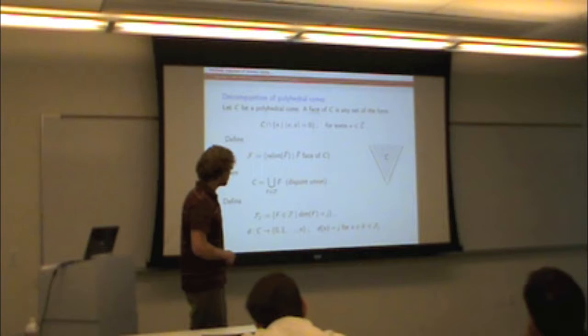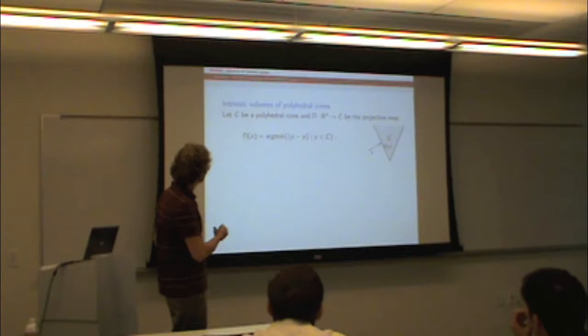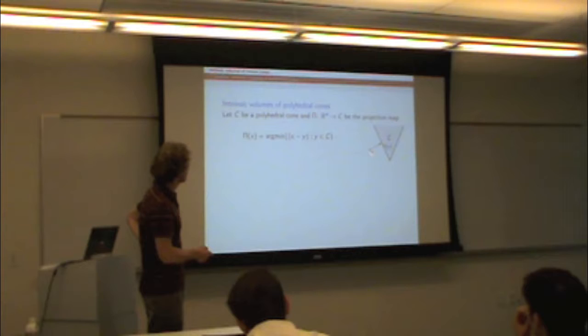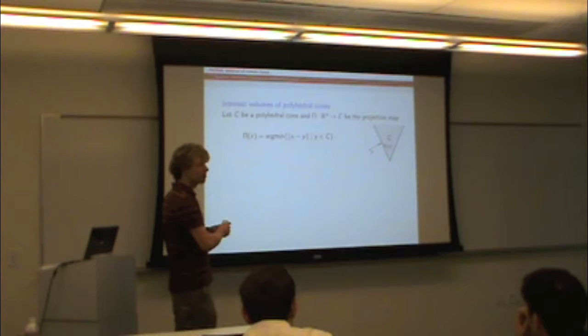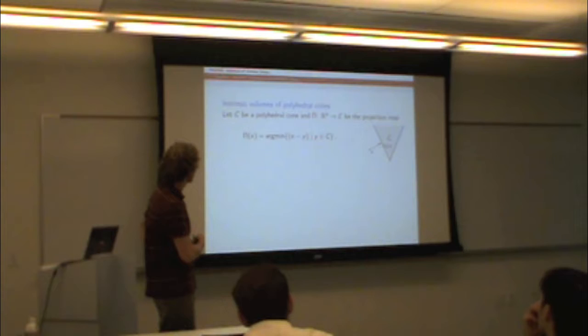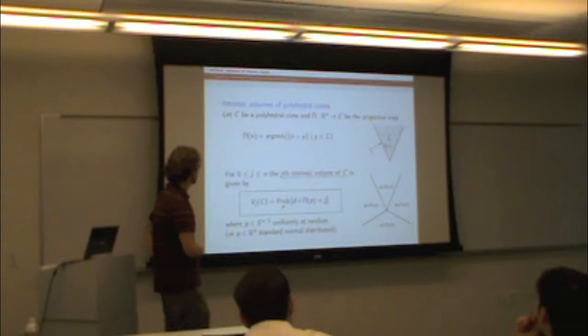And now this is a convex set, and every convex set comes with a projection map. So if you take a point x down here, then the projection is just the nearest point in the cone C, right? And so now we can combine the projection with the map d, and so this gives us a decomposition of the space. And this basically defines the intrinsic volumes, right?